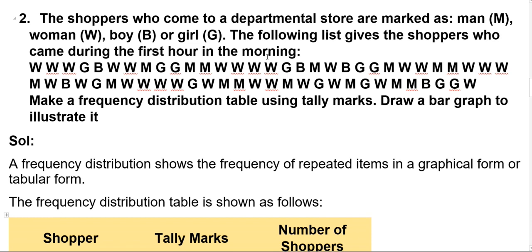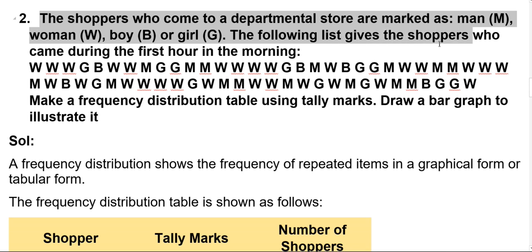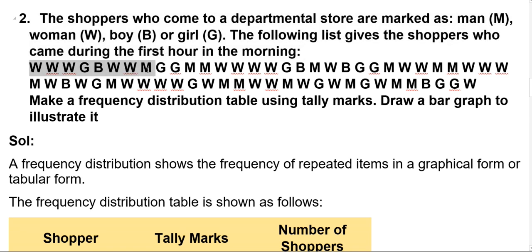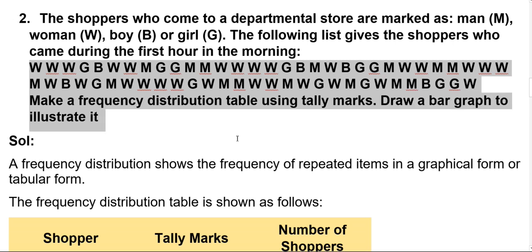Second problem. The shoppers who came to the departmental store are marked as M for man, W for woman, B for boy and G for girl. The following list gives the shoppers who came during the first hour in the morning. The data is given like this. Make a frequency distribution table using tally marks. Draw a bar graph to illustrate it.